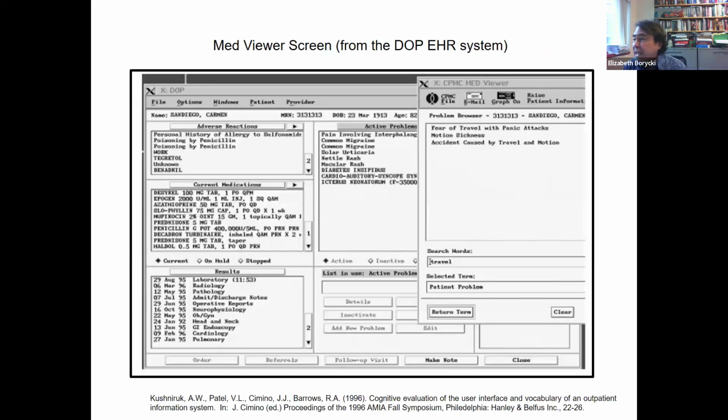Here's the actual screen of that system. So, a bit busy looking. On the right-hand side, they've entered this med viewer, the window on the right, overlaid on top, and start entering terms like travel, and then you'll see that a number of terms appear that they're supposed to select from. So we're counting up every step.